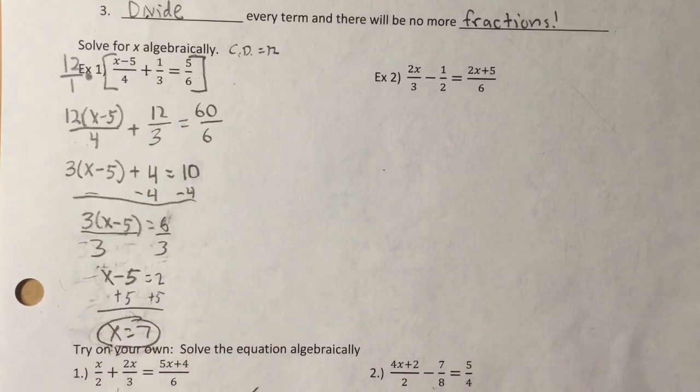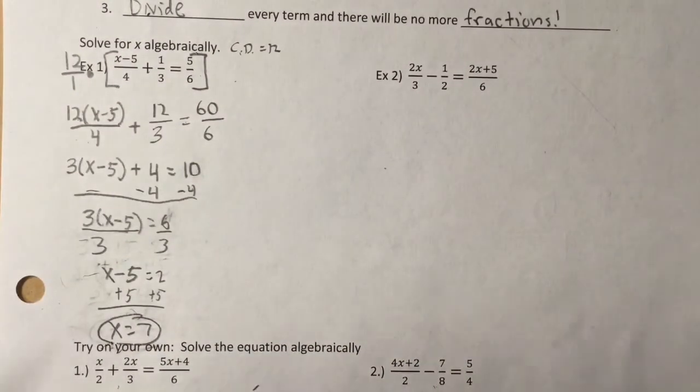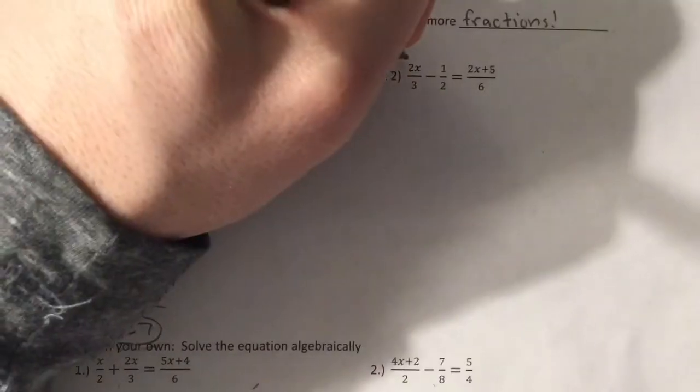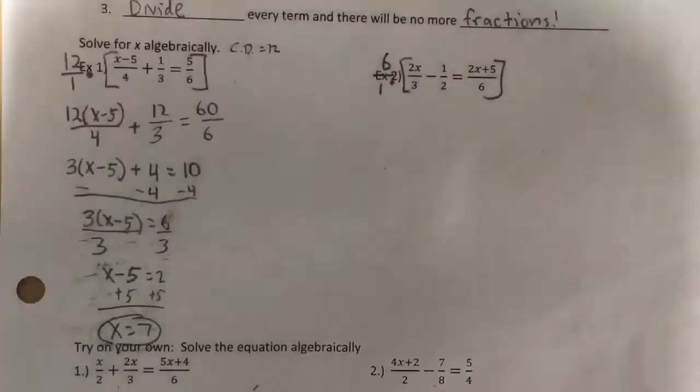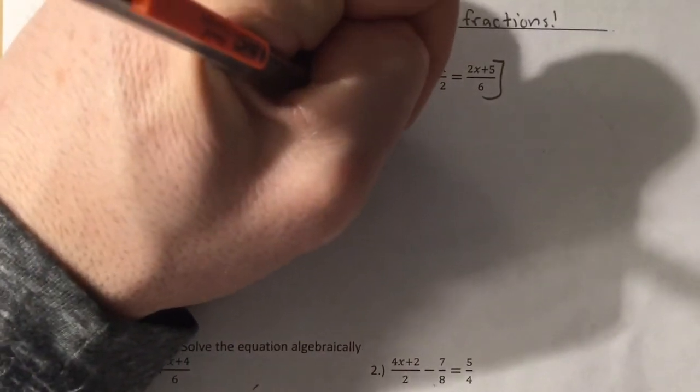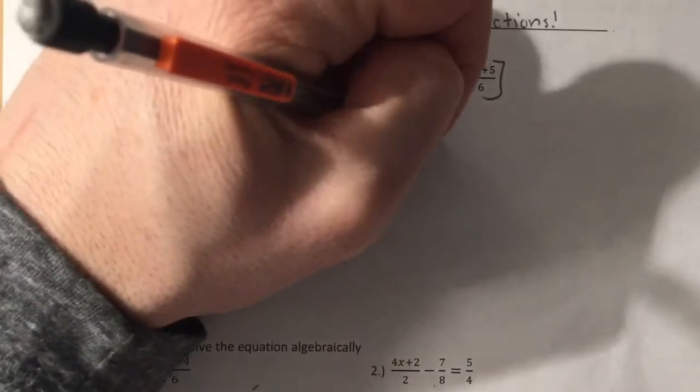All right, let's try example 2. I need a common denominator of 3, 2, and 6. That would be 6. 6 over 1. So I end up with 12x divided by 3 minus 6 divided by 2 equals 6 times the quantity of x plus 5 all divided by 6.